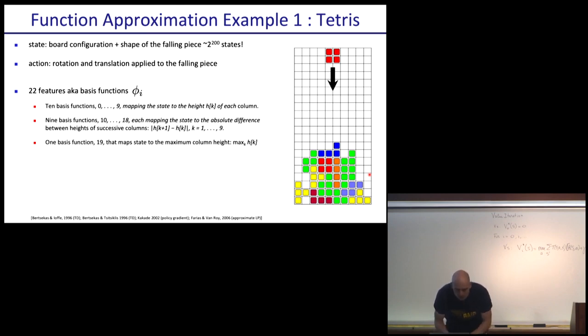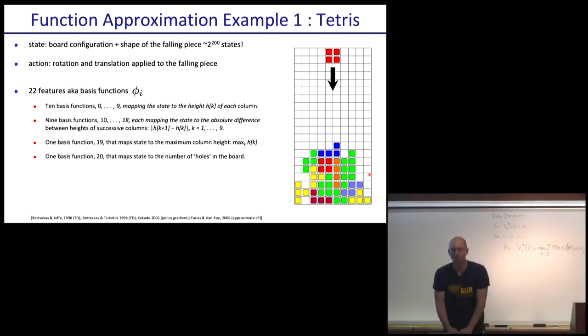Then 1 basis function that maps to the maximum column height, because you can imagine that's a pretty dominant thing in assessing the quality of your current situation. Then a basis function that maps state to the number of holes in the board, because holes are a bad thing. They're places you cannot reach directly. You'd have to clear the rows above them somehow and start clearing things. That takes time and could be difficult to do. So holes, if you count them, are clearly something you can attribute bad value to.